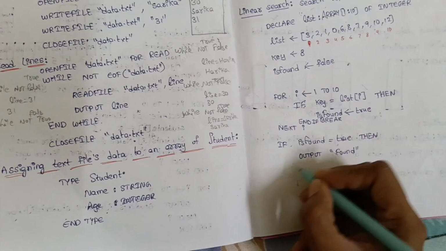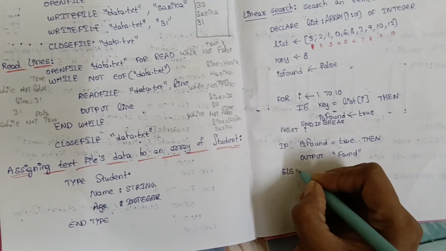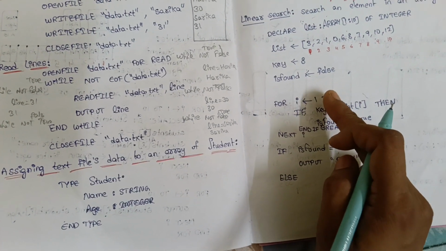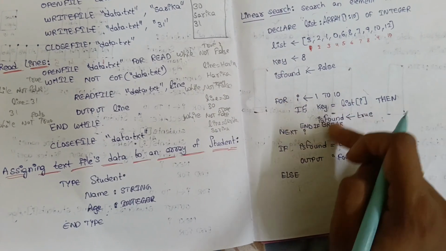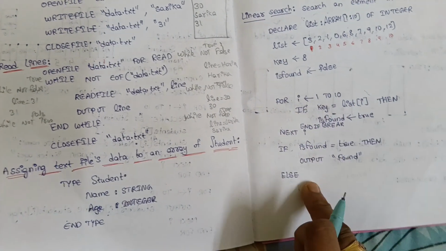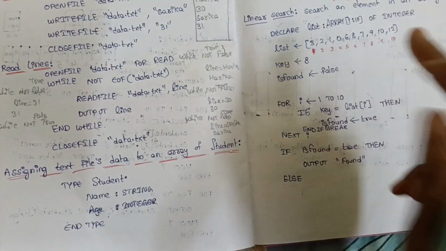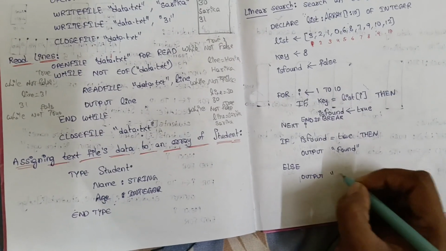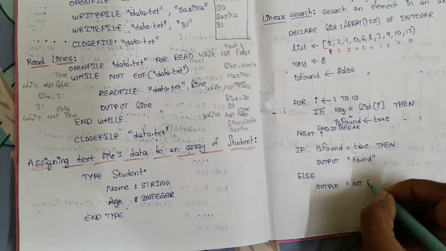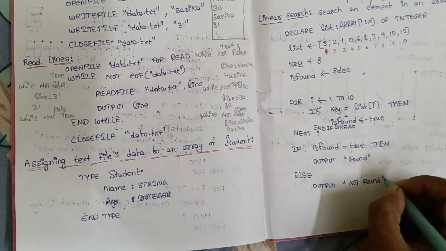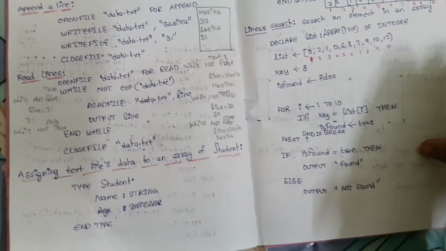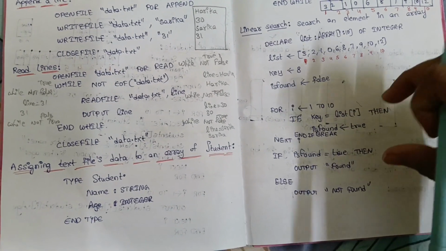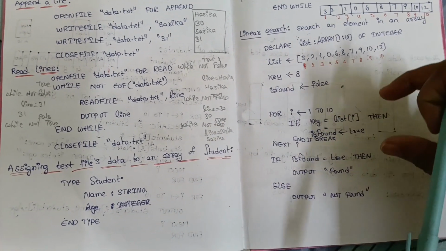Okay, else means what? Is found is still false. If is found is still false, even though you traversed the whole array, that means that key value is not there in the array. Then you have to output not found. Okay, this is how the linear search algorithm works, and this is the logic for the linear search algorithm.